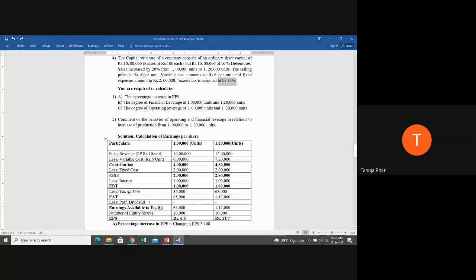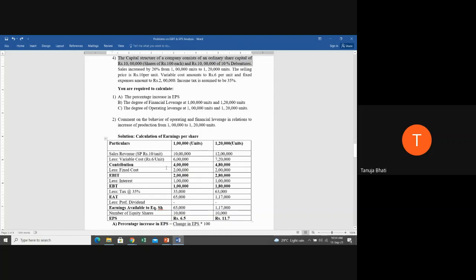Less preference dividend. Students, in this particular capital structure, it is raised only through equity and debentures. Therefore, preference dividend will not come into picture. You got earnings available to equity shareholders as 65,000. Now, the number of equity shares is given, that is 10 lakh divided by 100.